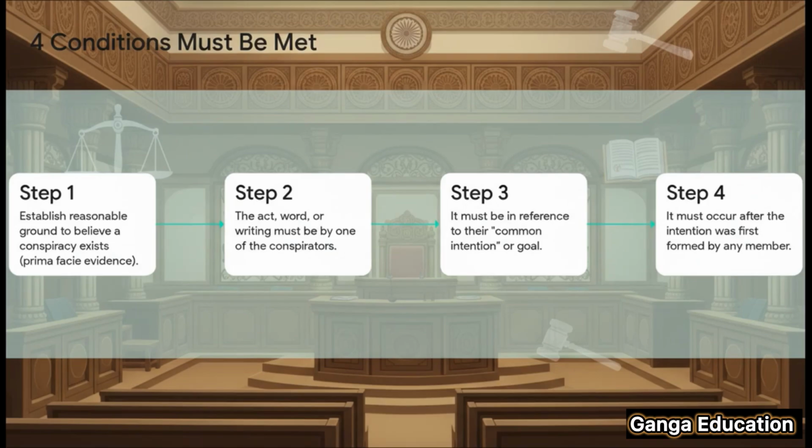This rule isn't just a blank check for prosecutors. There are 4 strict conditions. First off, you need some initial evidence, what lawyers call a prima facie case, to even suggest a conspiracy exists. Second, the action or the statement has to come from one of the co-conspirators. Third, and this is absolutely key, it has to be done to further the group's common intention, their shared goal. And finally, it has to happen while the conspiracy is still ongoing.